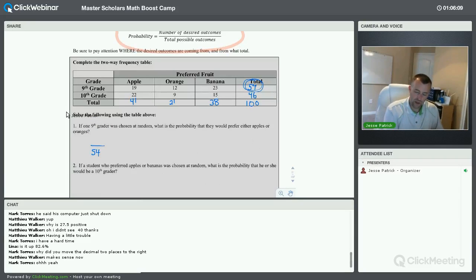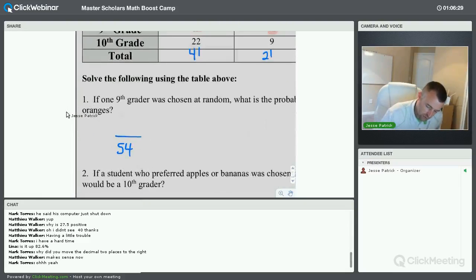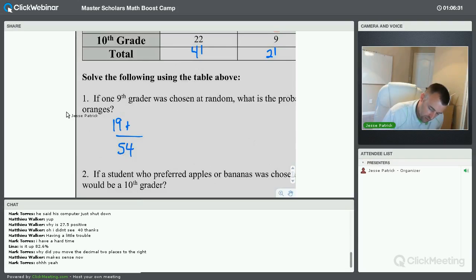What is the probability that ninth grader would prefer either apples or oranges? So what's the probability I'd get one of those two? My desired outcomes would be either one of those. It doesn't matter which one. So you need to take apples and oranges, 19 and 12, and add them up, because that's how many desired outcomes I would have. So that would be 19, 29, 31 out of 54.